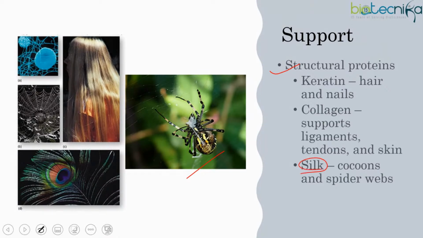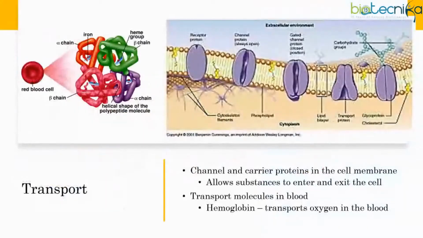Silk is made up of silk fibroin. Then you have elastin also, which gives elasticity. It is present in abdominal walls and lung walls, where stretchability is required. Something like that. Transport proteins are very important.